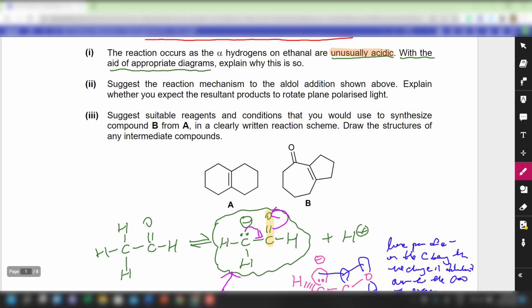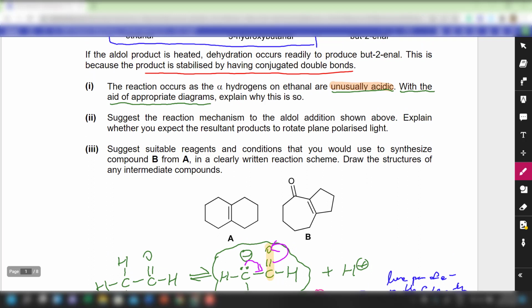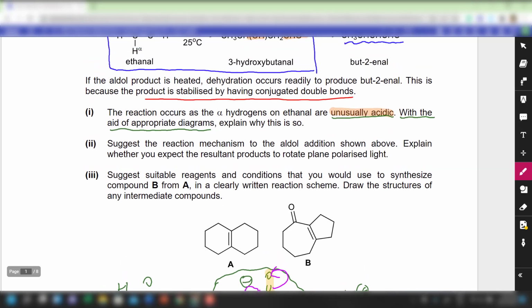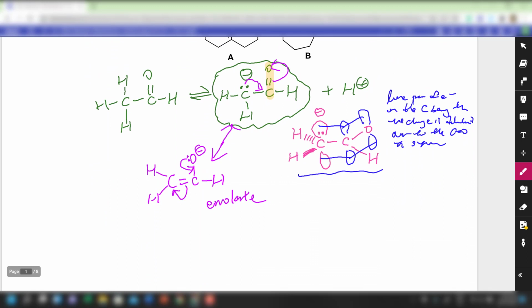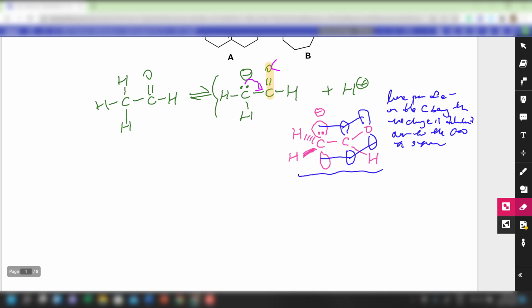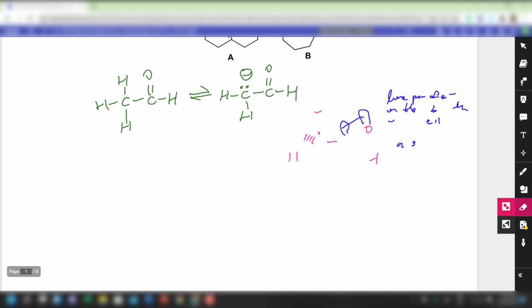Then for part 2: suggest the reaction mechanism for the Aldol reaction shown above, and explain whether you expect the resultant products to rotate plane polarized light. What exactly is happening here is that I'm just going to erase some of these parts to make it easier, and to save a little bit of space for me to work on the questions later on. I'm also going to erase the orbital diagram because I don't think it's necessary to showcase it in our part 2 answer.